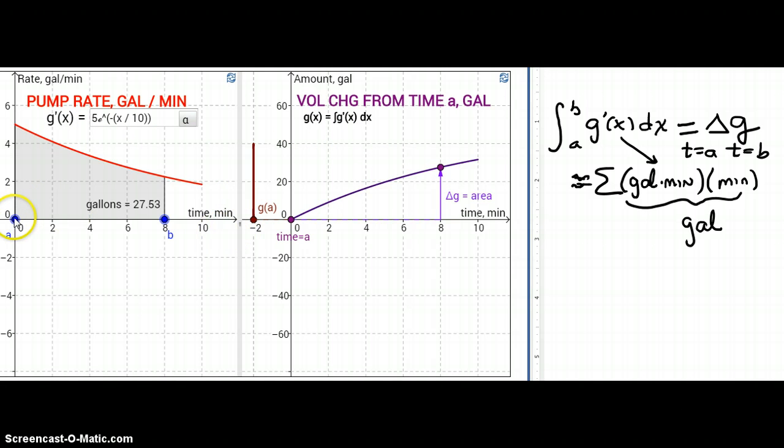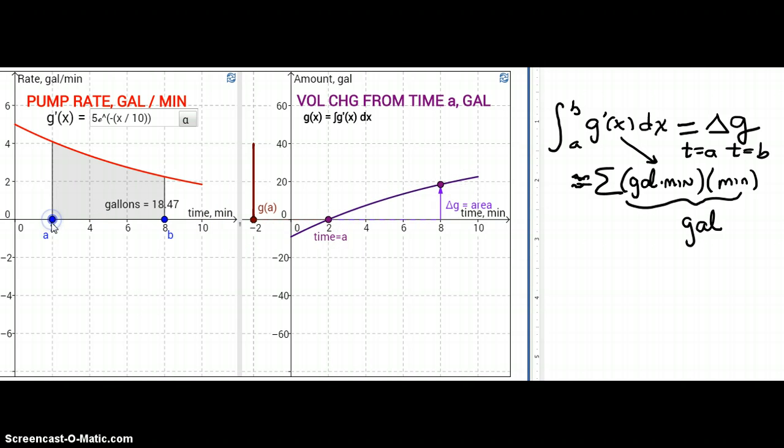Now, suppose I started measuring at time equals 2. So at time equals 2, in fact, let me back this up right here. Right now, I have 0 gallons pumped. Okay, so ignore this part of the graph just for a second here. What this is telling me is that the amount of volume change, the amount of water pumped from time A until time B is 0.